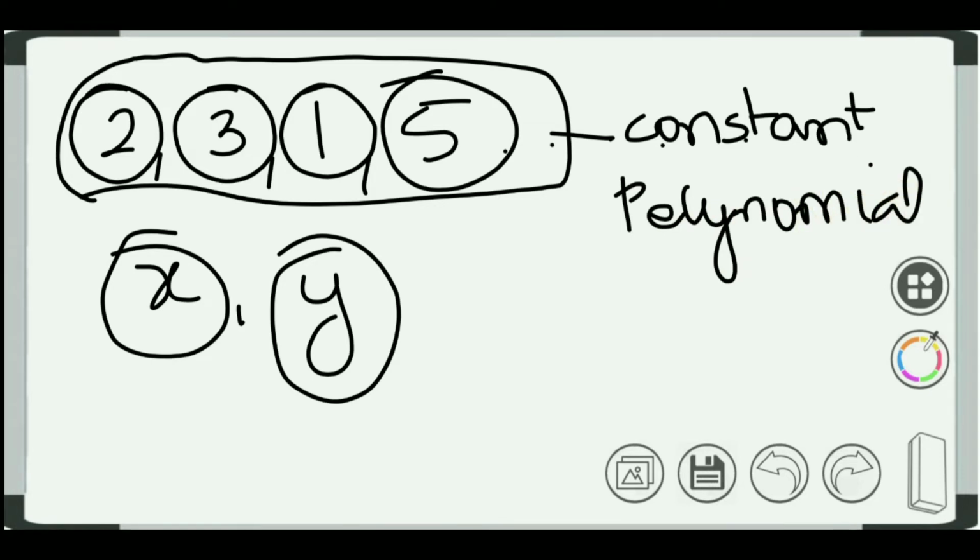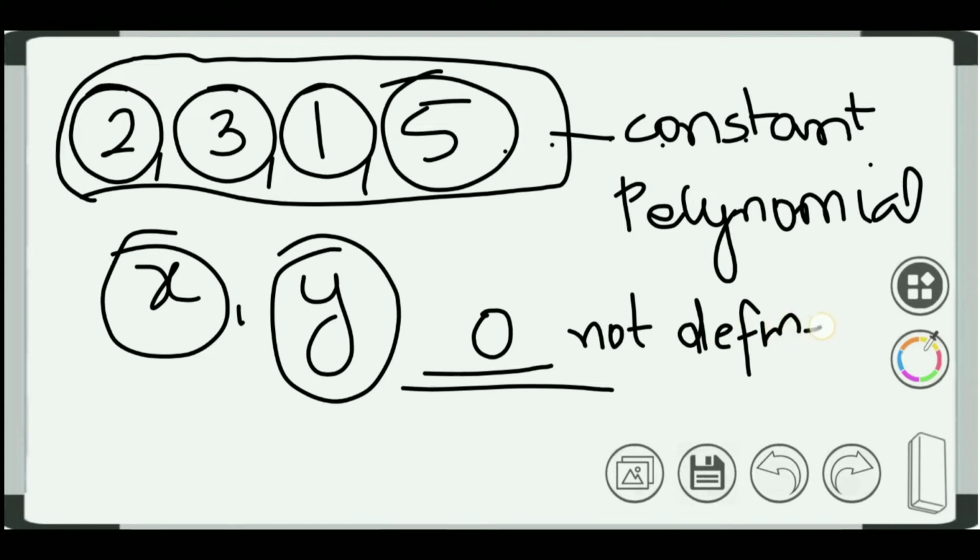What do you mean by a zero polynomial? A constant polynomial 0 is called a zero polynomial. See, this is what a zero polynomial is. So can you say what is the degree of a zero polynomial? It is not defined. Degree of a zero polynomial is not defined.